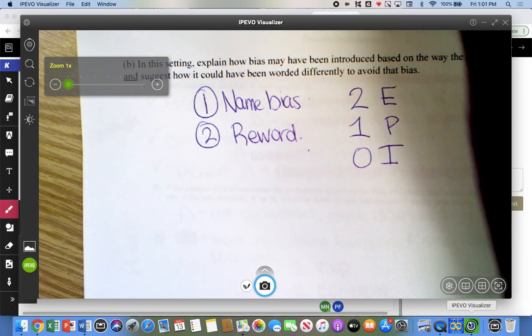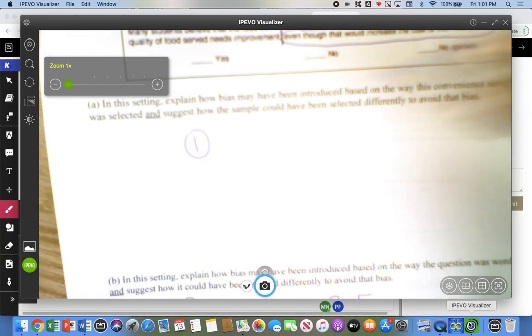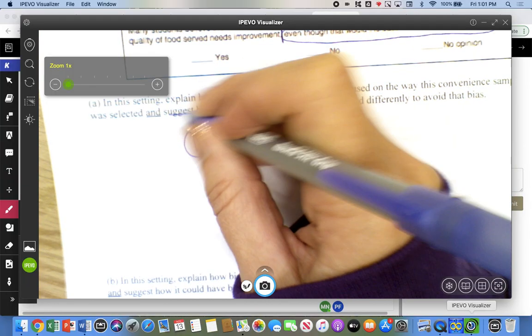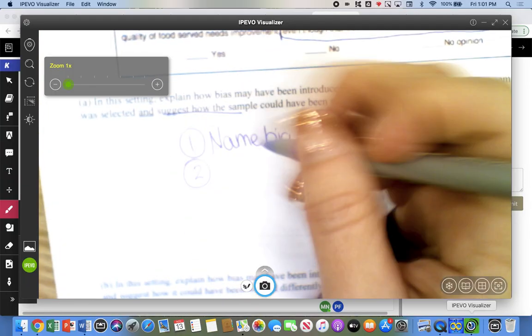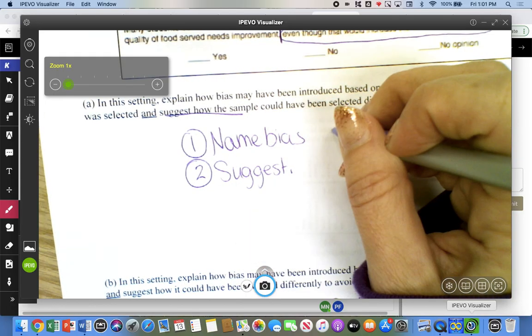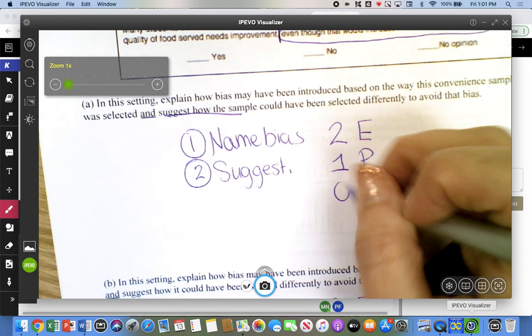And that also goes for part A, and I probably should have mentioned that. The first thing you had to do was name your bias, and then it says to suggest, so your suggestion would be your other part. So 2 parts is an E, 1 part is a partial, 0 is an I.